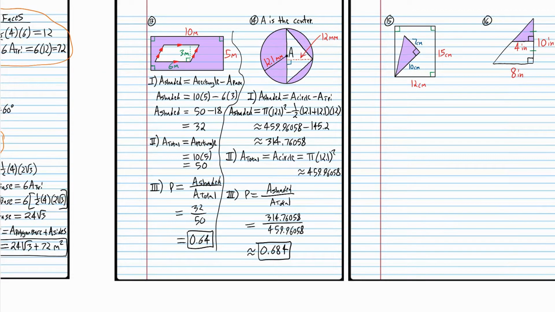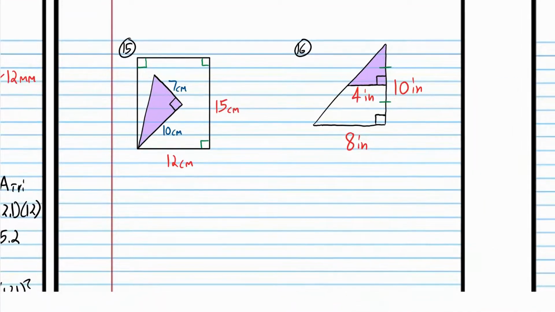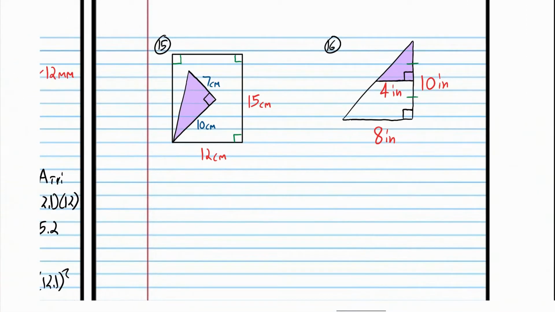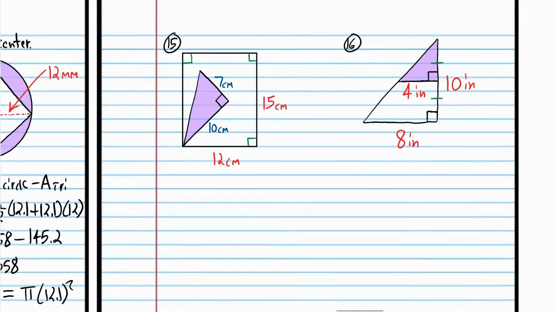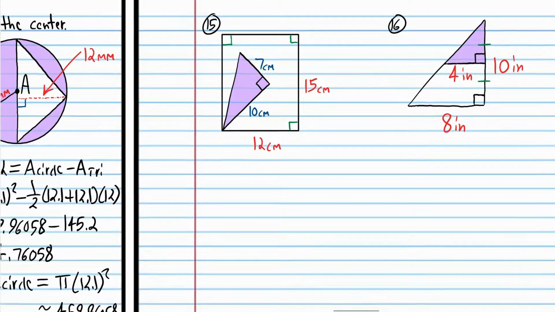Alright, so sorry about all the decimals in that one. So now it's time for you to try. 15 and 16 are going to be pretty standard problems, so attempt number 15, and when you come back, we'll do it together. All right, we're back.